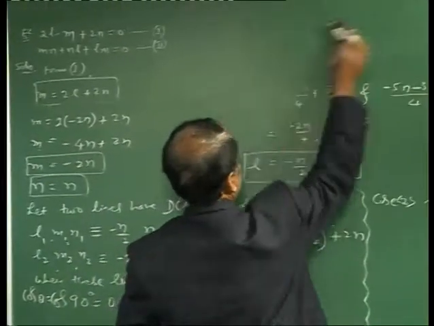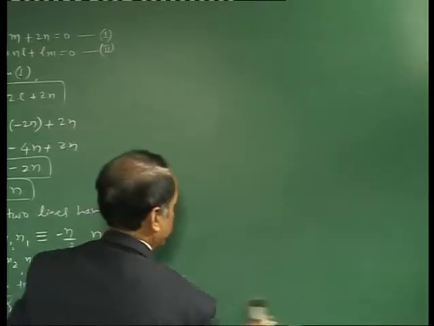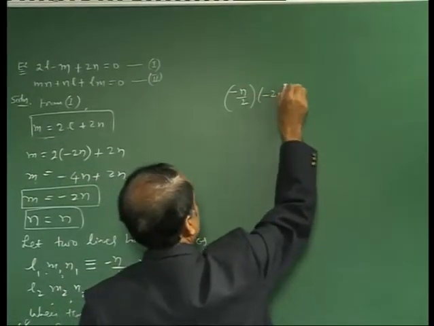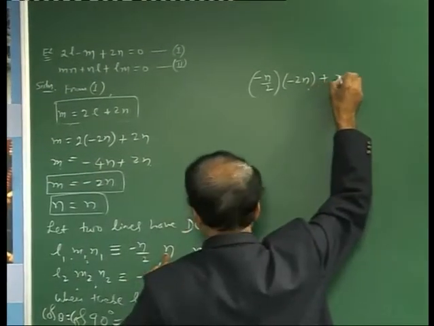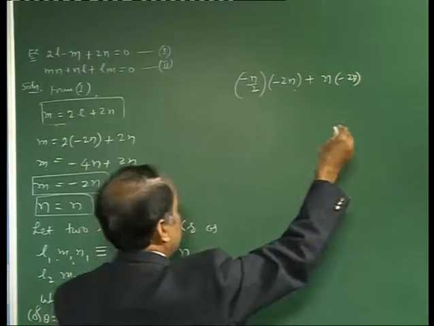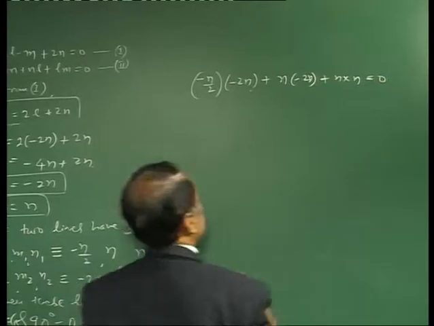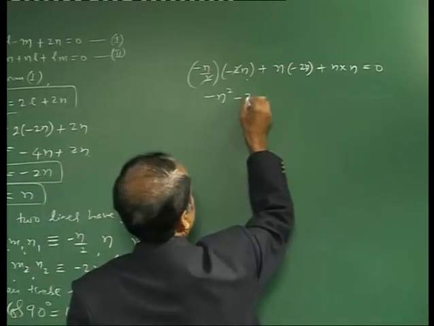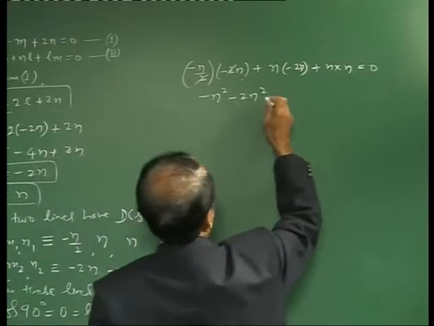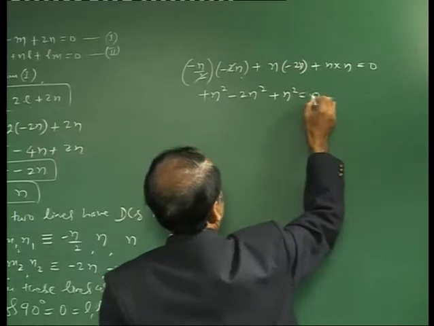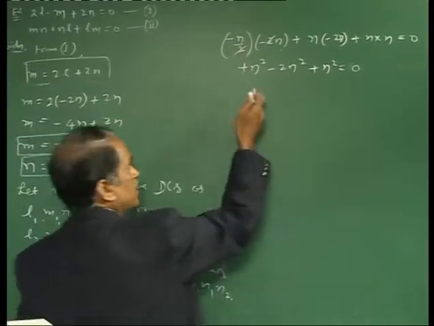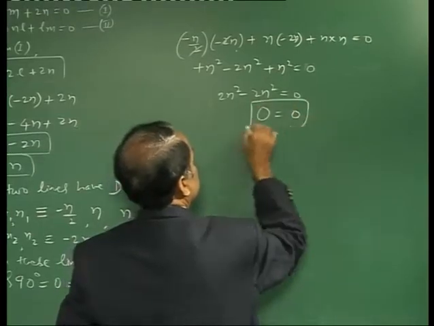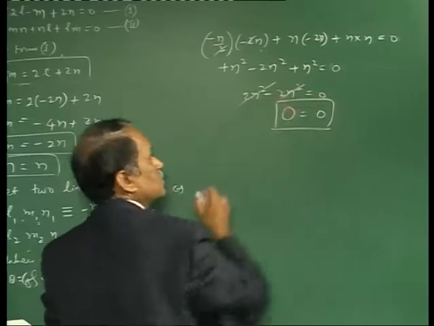Then I can get the simplification like this: minus N by 2 into minus 2N, plus N into minus 2N, plus N into N equal to 0. Let me check. This is minus N square, and this is minus 2N square, and this must be plus, because minus into minus, and this is N square. So finally, N square and then N square, it is 2N square, minus 2N square is equal to 0, then the condition holds good. That means the simplification I am getting is 0.